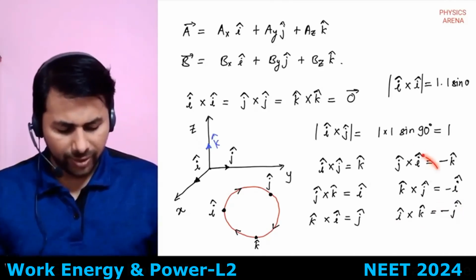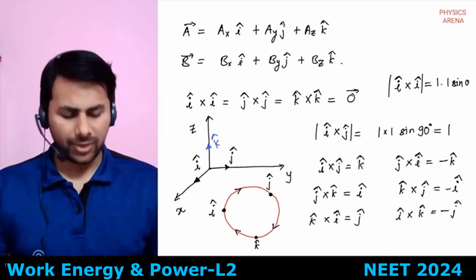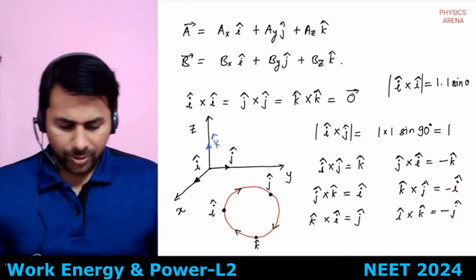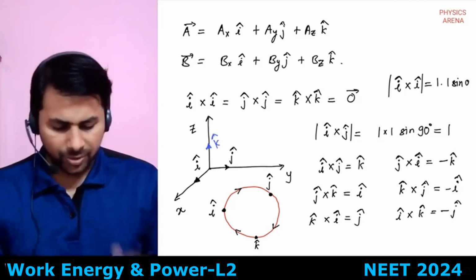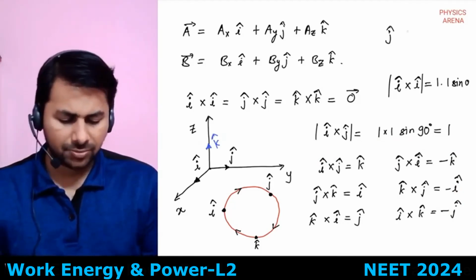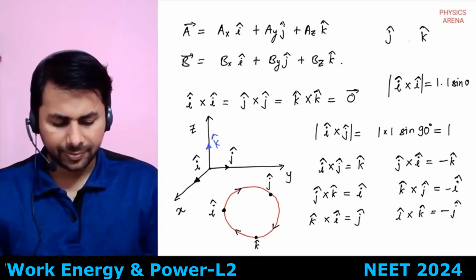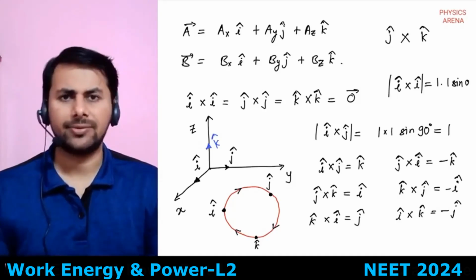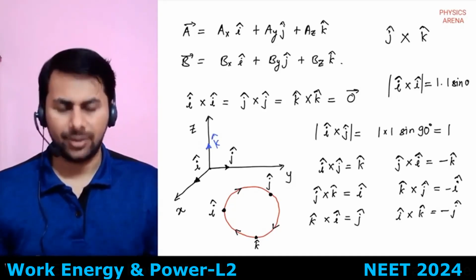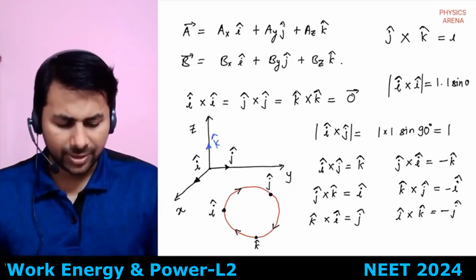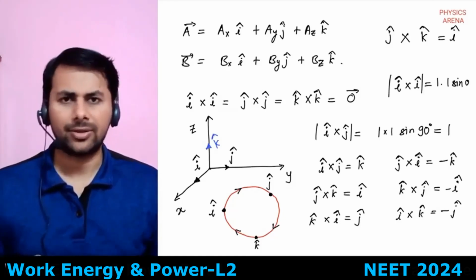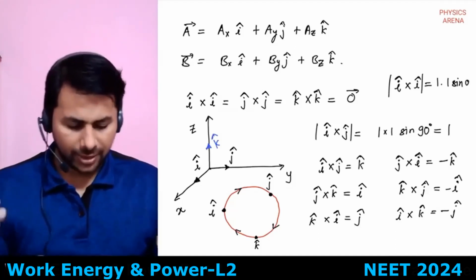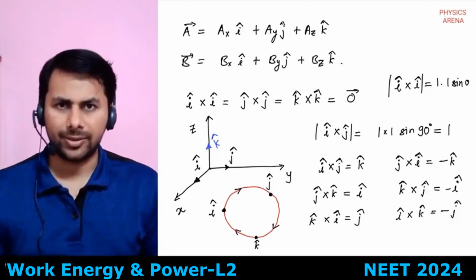So now the question is, how will you remember this? Because suppose you want to take the cross product of two vectors where you have j cap and k cap. One vector is along the y-axis, one is along the z-axis. So j cap cross k cap is equal to i cap. If you know this, you can take the cross product. So we will need this, and therefore we have to remember this.